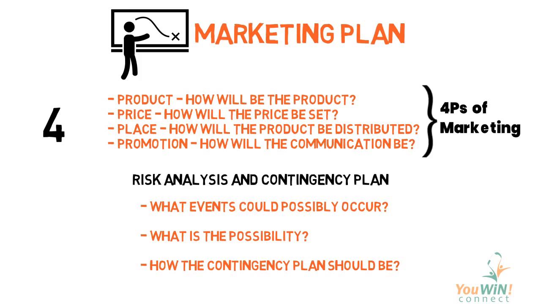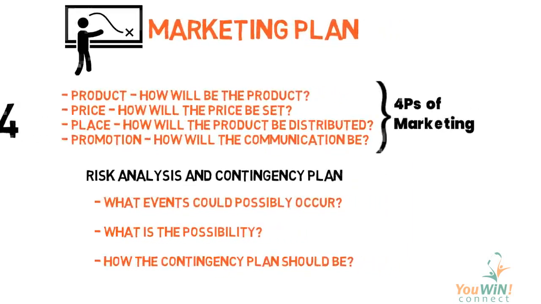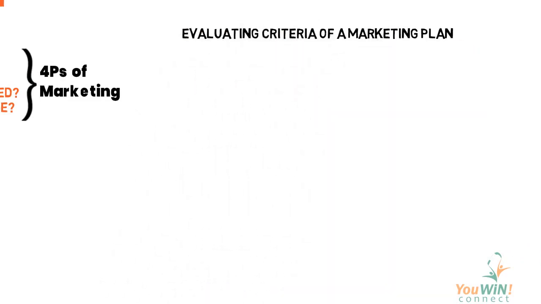What happened after can be a guess between you and I. So, we must prepare a contingency plan which will state what we will do in case the risk that we forecast happens. So, how do we evaluate the criteria of a marketing plan?